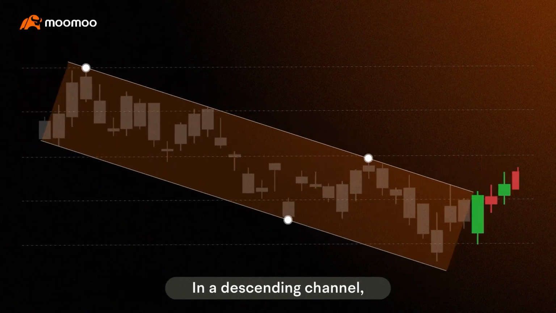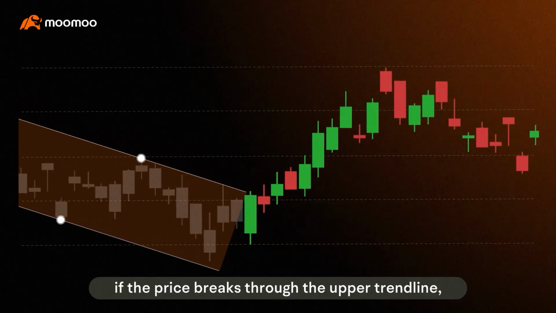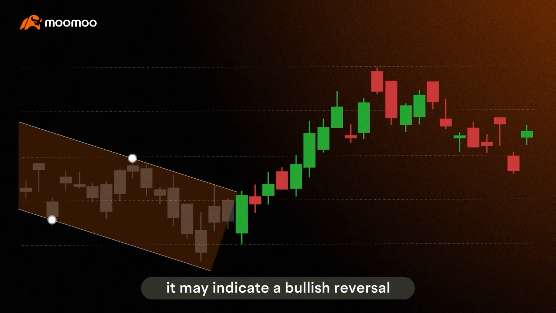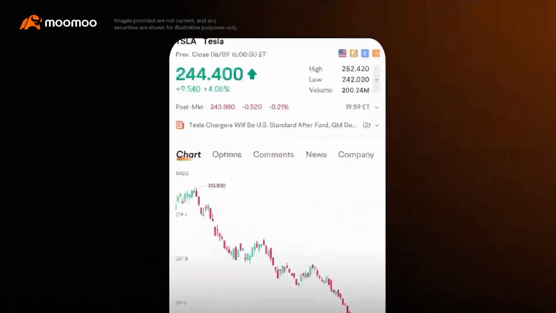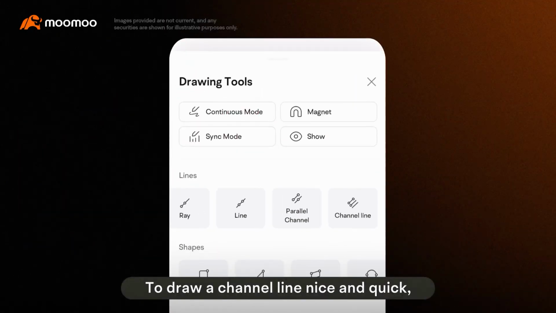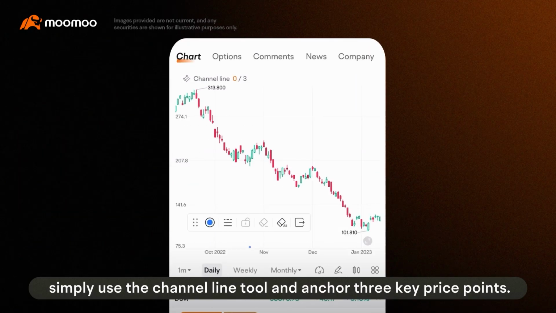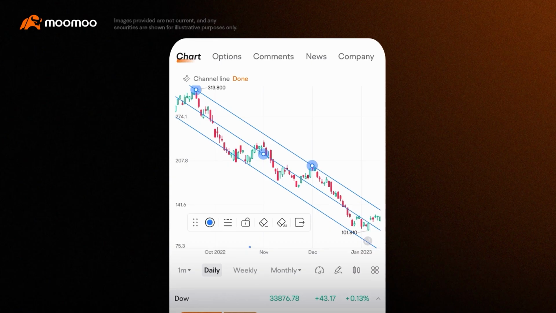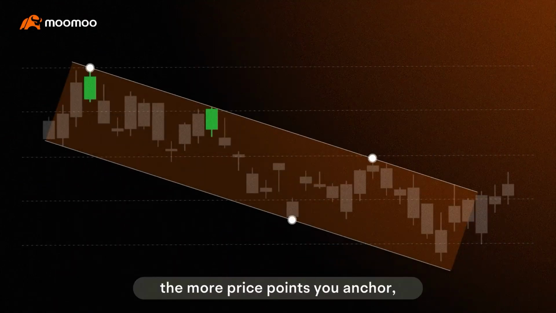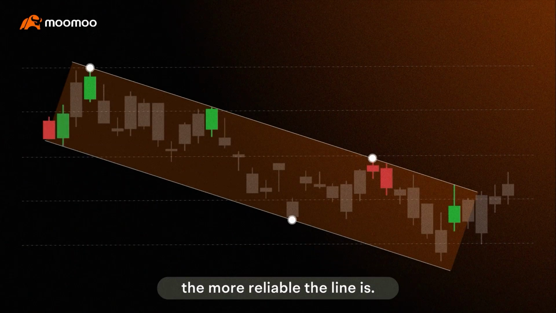In a descending channel, if the price breaks through the upper trend line, it may indicate a bullish reversal, and you can consider adjusting your investment strategy. To draw a channel line nice and quick, simply use the channel line tool and anchor 3 key price points. Remember, the more price points you anchor, the more reliable the line is.